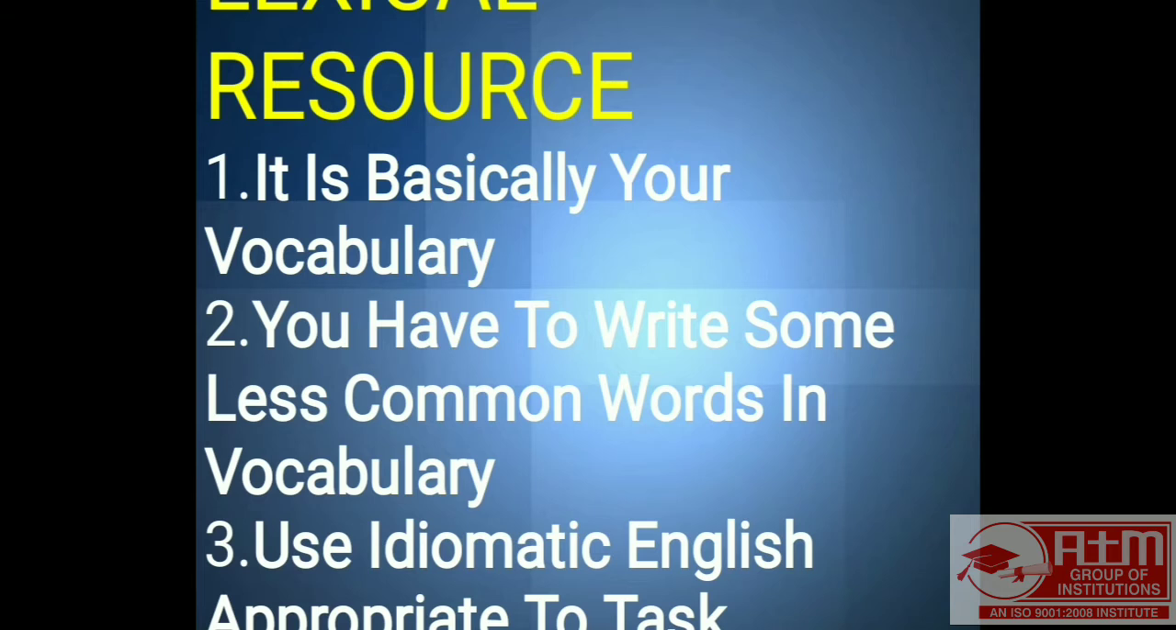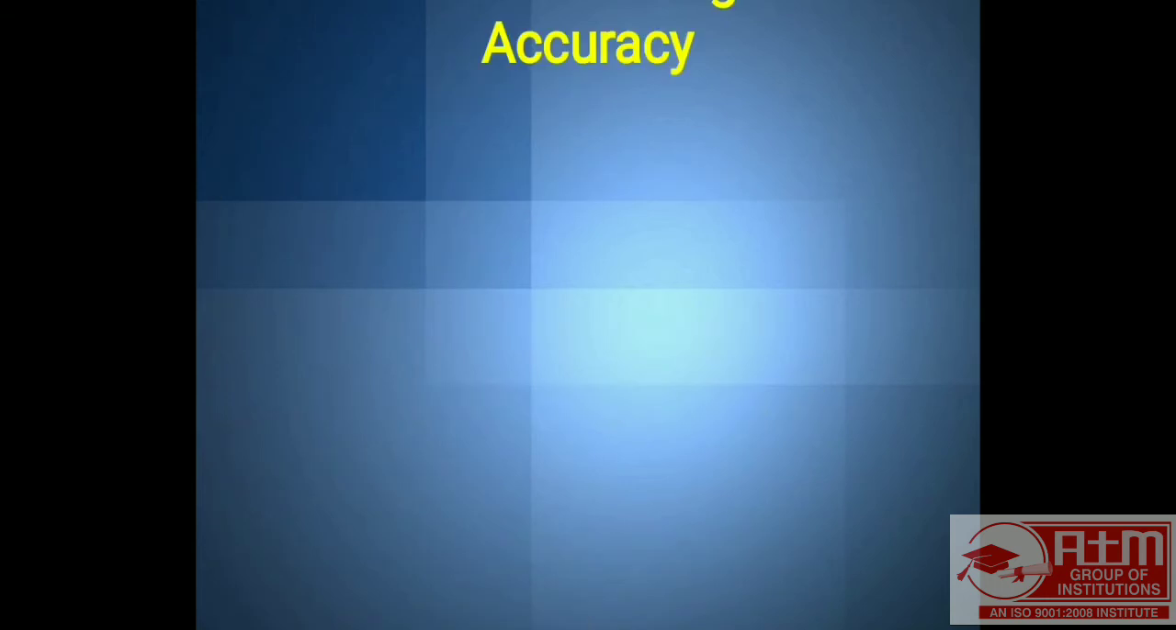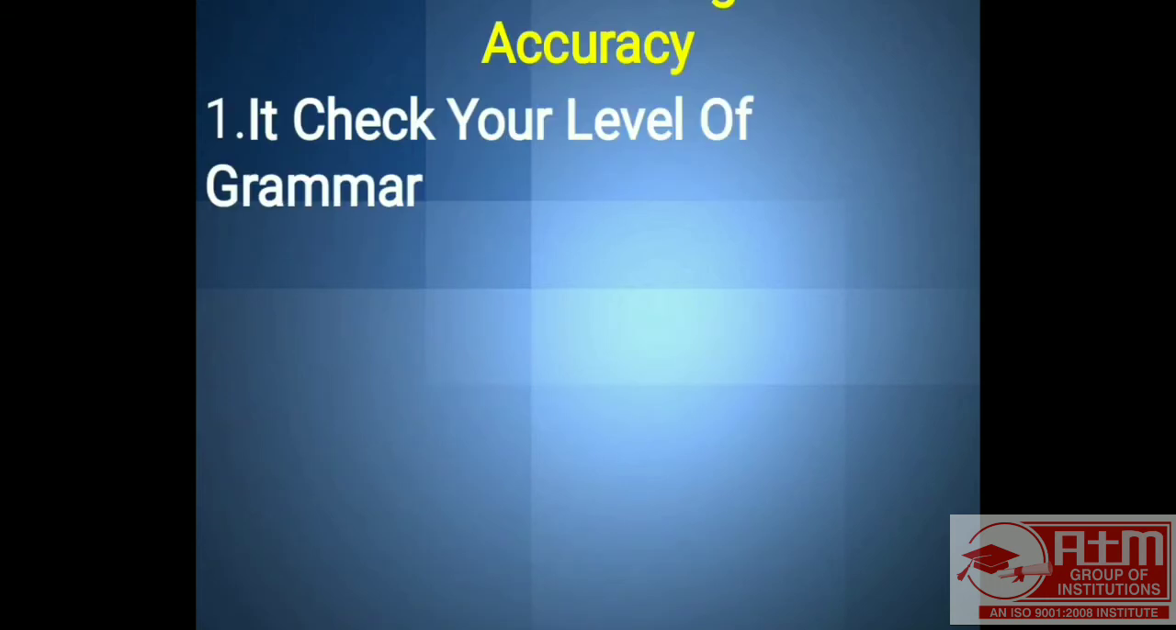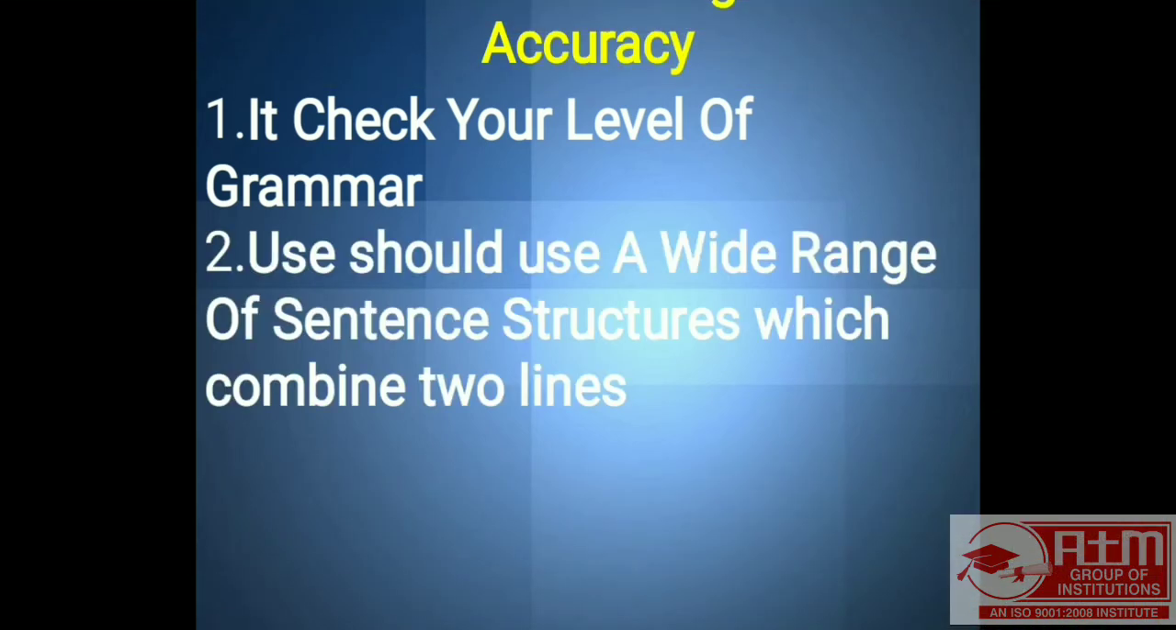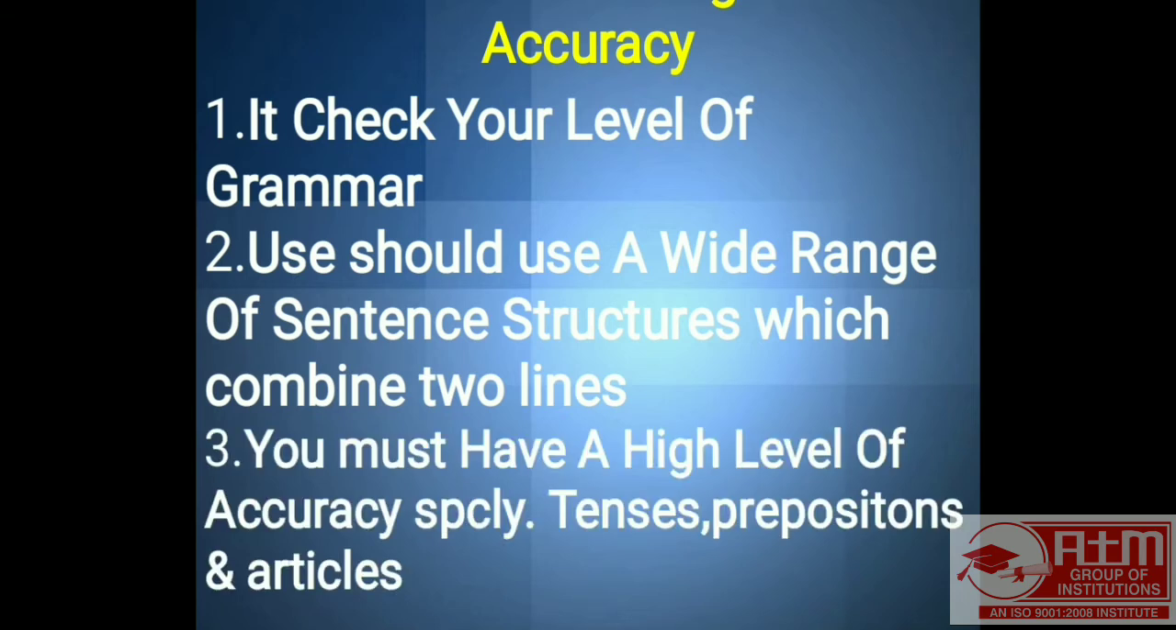Okay. Now the next topic is about the accuracy of your grammar. It checks your level of grammar accuracy. Now you should use a wide range of sentence structures with a combination of 2 lines. You must have a high level of accuracy, especially in tenses, prepositions and articles. These are checked very seriously by the examiners when they are checking your task 2.